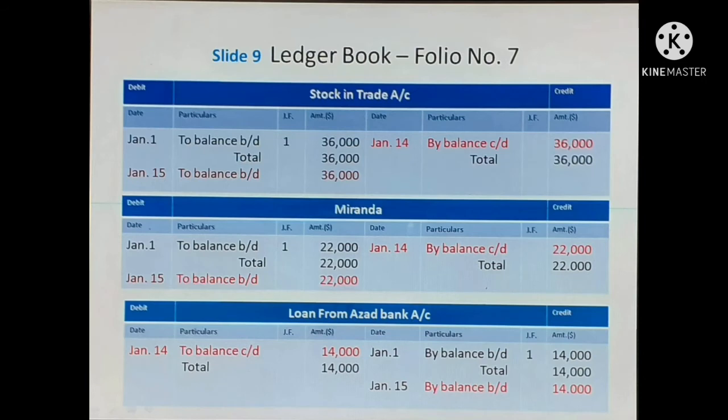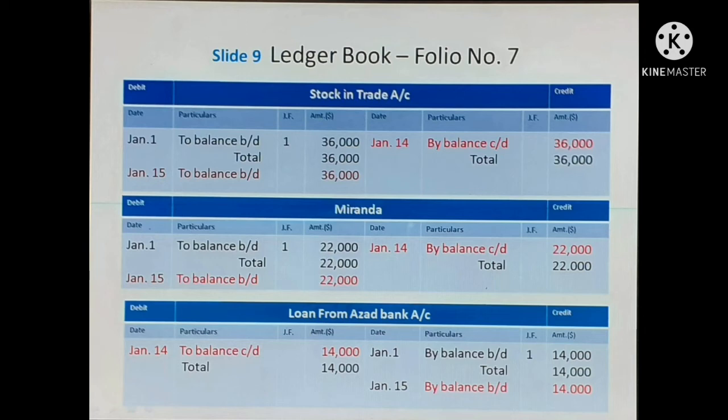Slide 9 is folio number 7 of the ledger book. It has stock in trade account, Miranda account and loan from Asad Bank account. Stock in trade account is an asset account, but shows only the opening value of stock, opening stock, because all further transactions on goods, purchases, sales, purchase returns, sales returns, are shown in different accounts. For no transaction in goods is there any posting in the stock account. It shows only the opening balance of stock. That was 36,000, and so the balance is 36,000 itself.